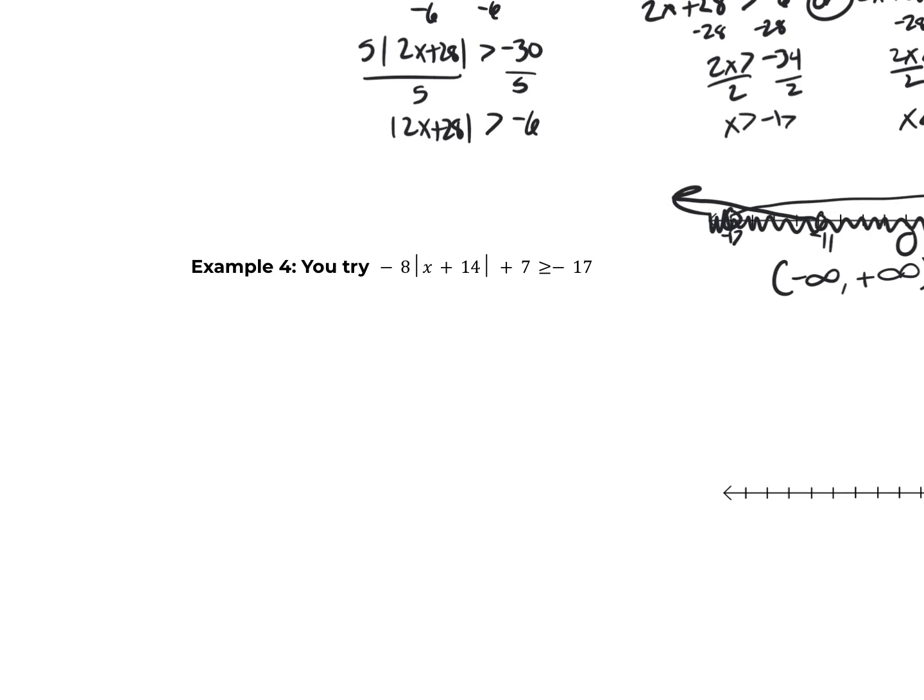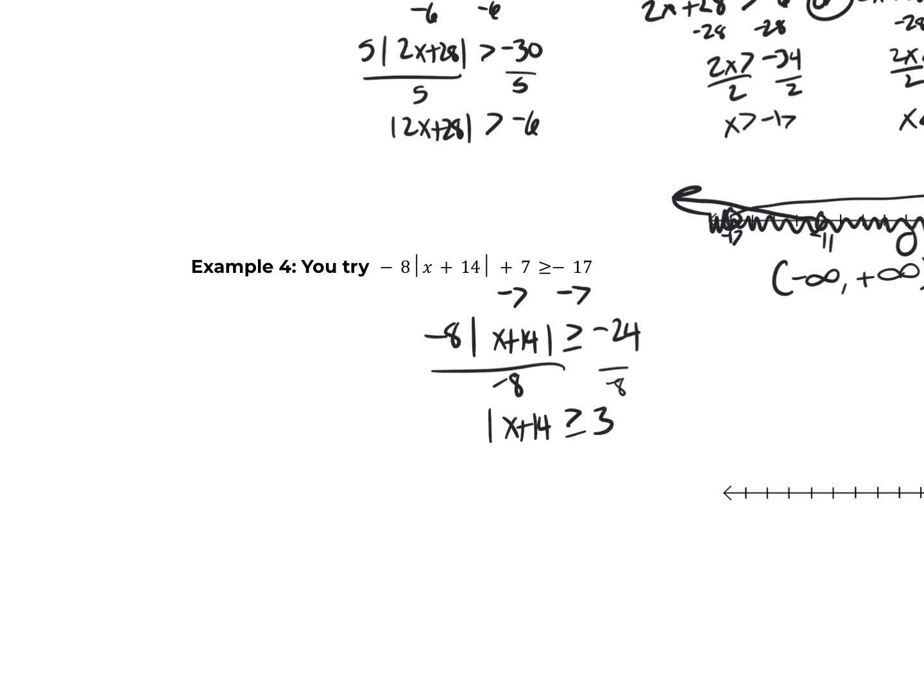All right, this last example, hopefully you've tried this. So we got negative 8 times the absolute value of x plus 14, greater than or equal to negative 17 minus 7. That's going to be negative 24. Divide both sides by negative 8. The absolute value of x plus 14 is greater than or equal to 3, because negative 24 divided by negative 8 is positive 3.